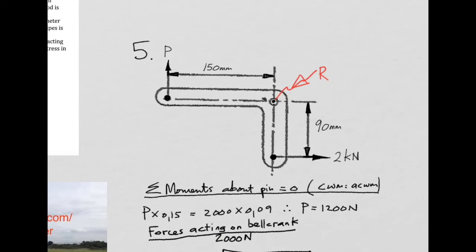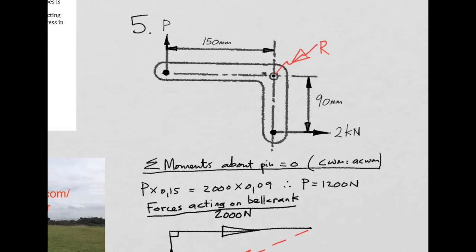If the force over here is 2 kilonewtons, and this bell crank is indeed in equilibrium, we can take moments about a convenient point. In this case, I'm going to use the pivot, which is where the pin is. And if we look at the situation, we've got the sum of moments about the pin adding up to 0. In other words, clockwise moments are equal to anti-clockwise moments.